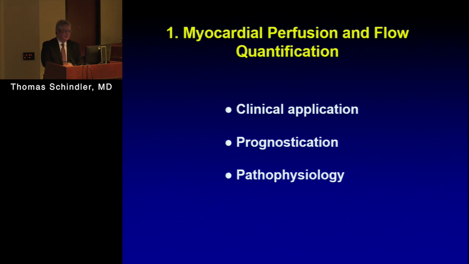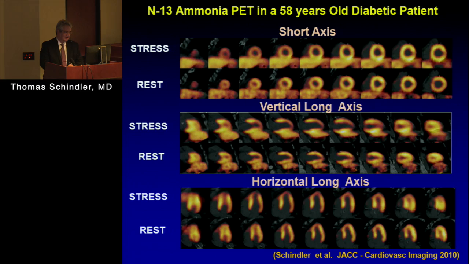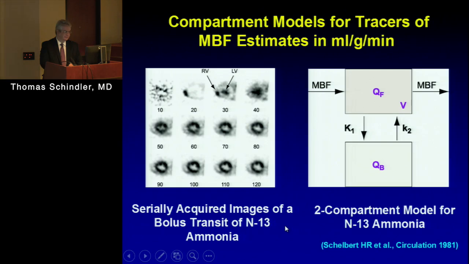So I would like to start with myocardial perfusion and flow quantification, clinical application, prognostication, pathophysiology. And I start off with an example. That's a patient with N13 ammonia images. You see very nicely distressed rest perfusion. And then you see here in the anteroapical area there's a reversibility. So we know there is a problem in the LAD distribution.